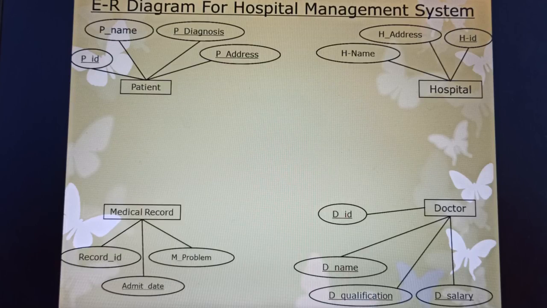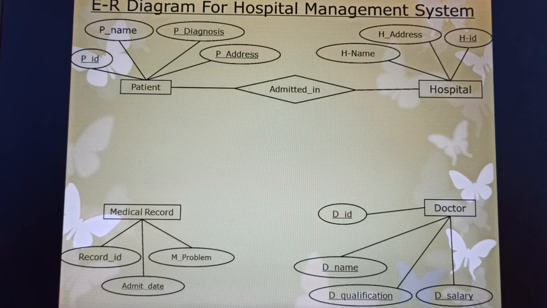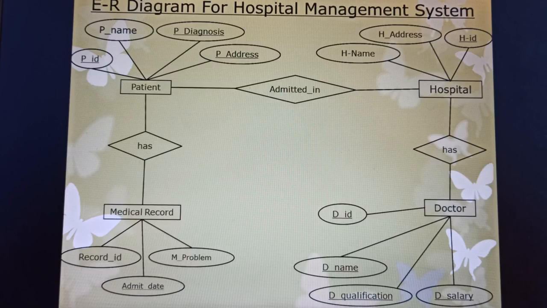Now we have to represent the relationship between patient and hospital. Patient admitted in hospital, therefore we represent it using a relationship named admitted in. Then the hospital and doctor relationship is represented using has, and patient and medical record is represented using has.